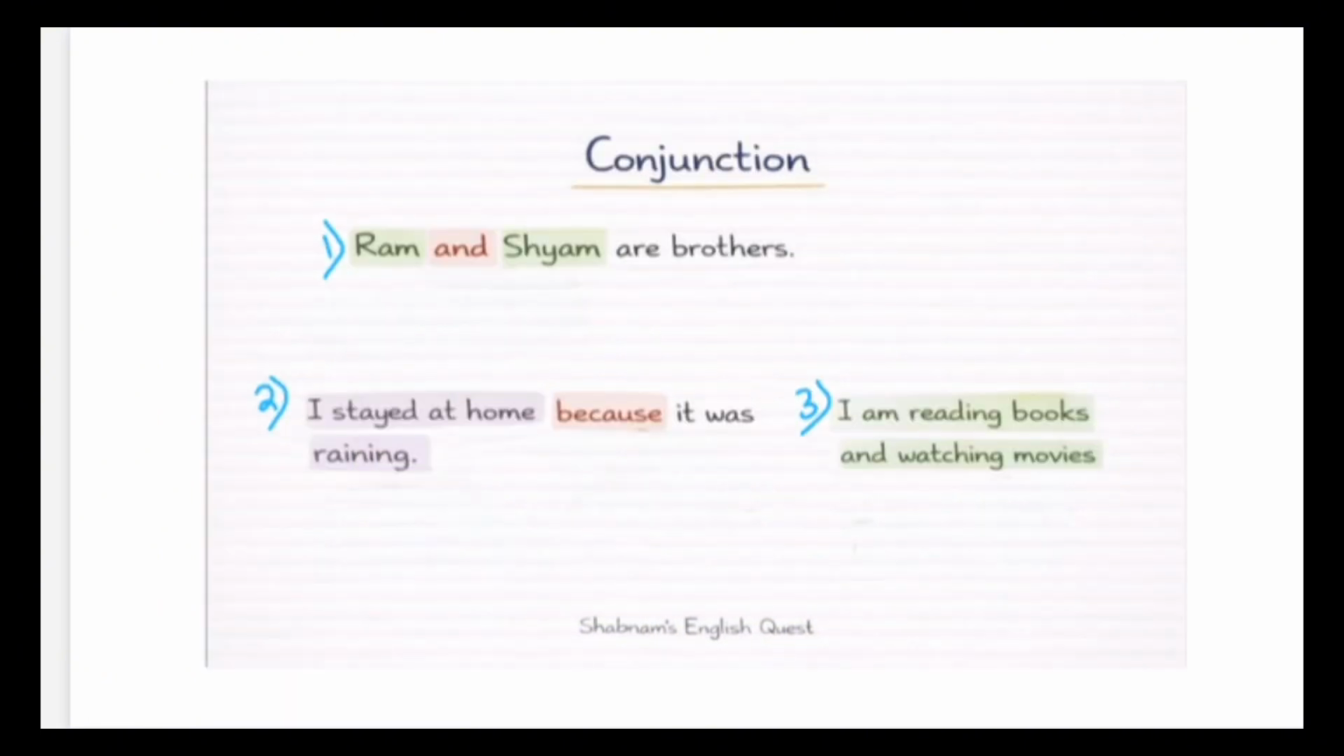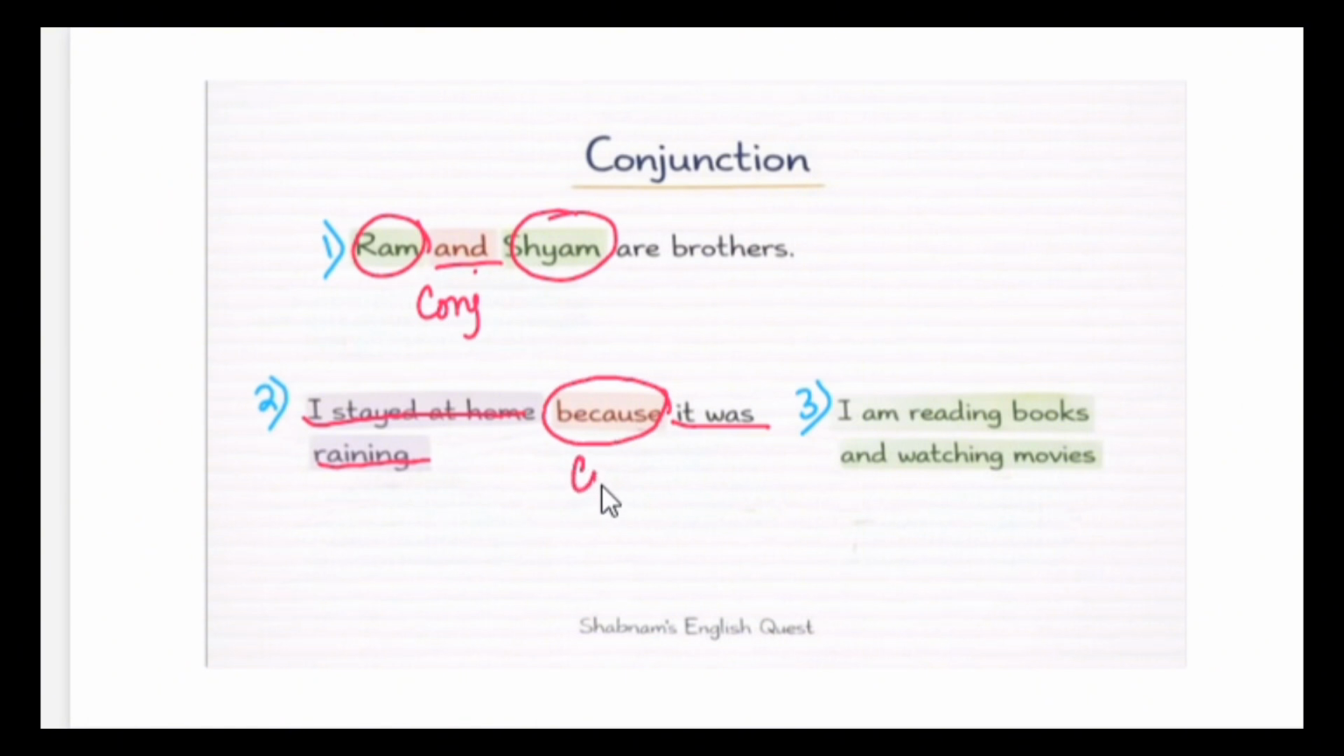Now, back to conjunctions. Conjunctions join words, phrases, and clauses. For example, Ram and Sham are brothers. Here, Ram is a word and Sham is also a word. And with the help of and, we are joining these two words. So, and is a conjunction here. Let's take one more example. I stayed at home because it was raining. As we can see, I stayed at home is a clause because it has a subject and a verb. Similarly, it was raining is another clause because it also has a subject and a verb. And with the help of because, we are joining these two clauses. So because is a conjunction here.